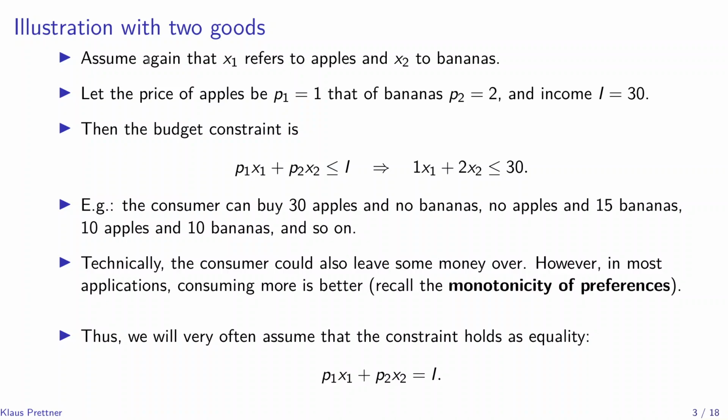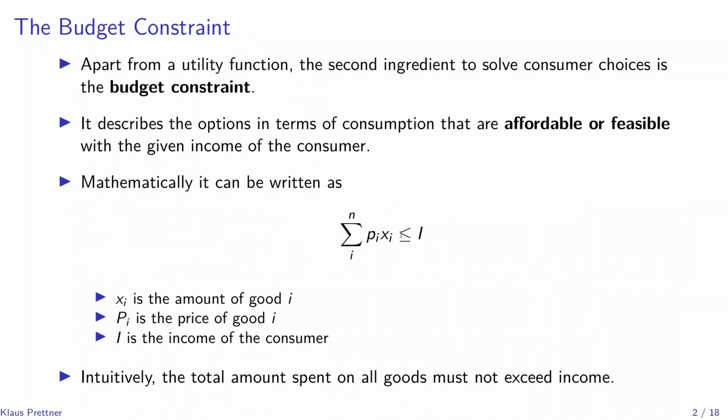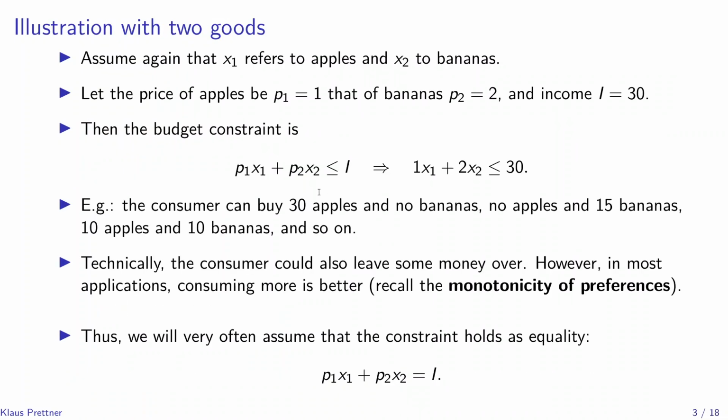Let's illustrate the budget constraint again with two goods, as we did before with the utility function, where we assume again that x1 refers to apples and x2 to bananas, where the price of apples is 1 and that of bananas is 2, and income is equal to 30. Then the budget constraint, which for n goods we saw above, in the two goods case amounts to p1x1 plus p2x2 is less than or equal to income. So all that I spend on apples plus all that I spend on bananas must not exceed the 30 units here.